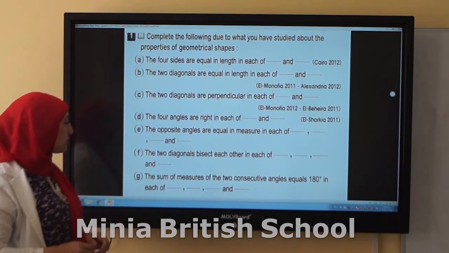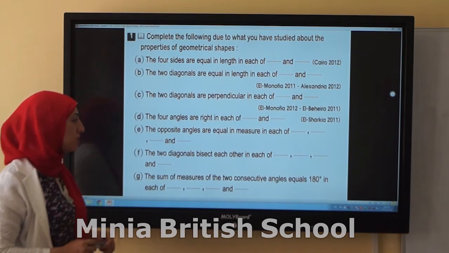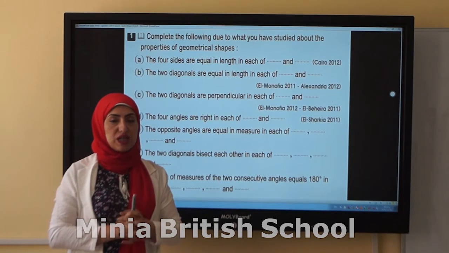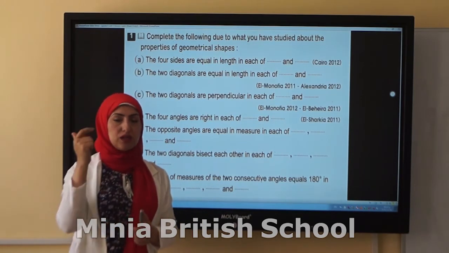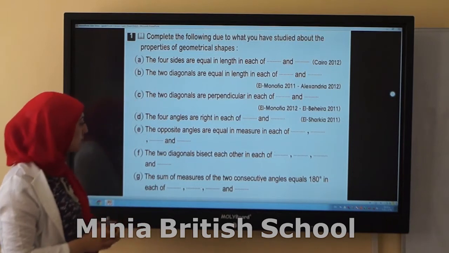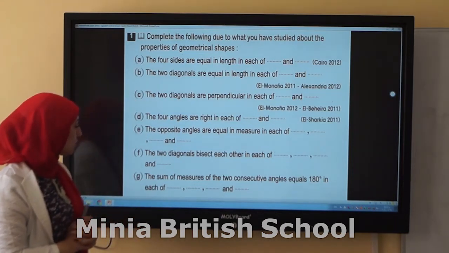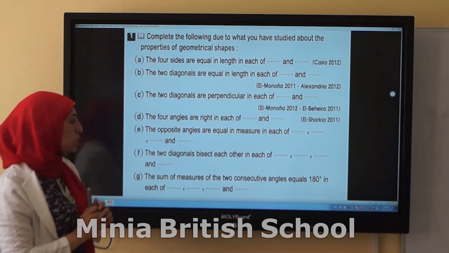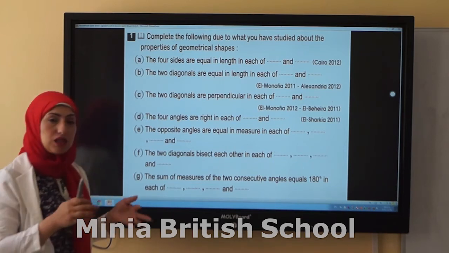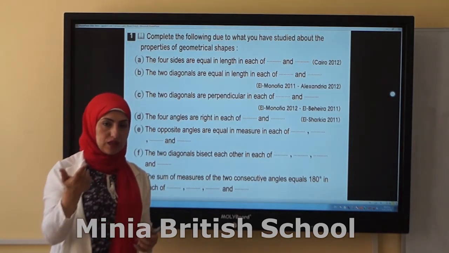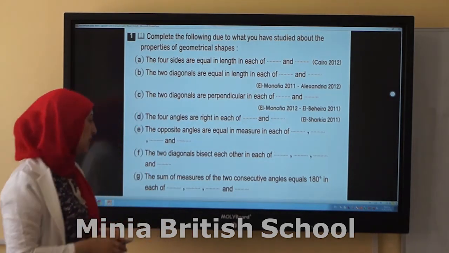Letter F. The two diagonals bisect each other in each of all of them: square, rectangle, rhombus, and parallelogram. The last one. The sum of measures of two consecutive angles equals 180 in each of all of them, also square, rectangle, rhombus, and parallelogram.